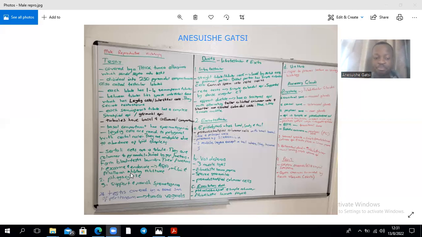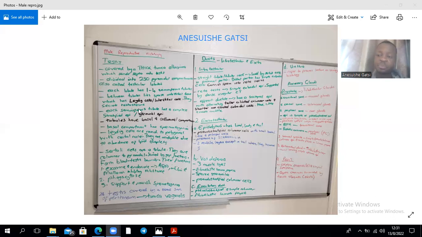Then the Leydig cells, I've mentioned them. I've talked about how they produce testosterone. I've talked about how they actually come from mesenchyme between the developing sex cords, right? And those cells, in some instances, actually show lipofuscin pigment granules. If you remember your pigment granules from your general histology, right?